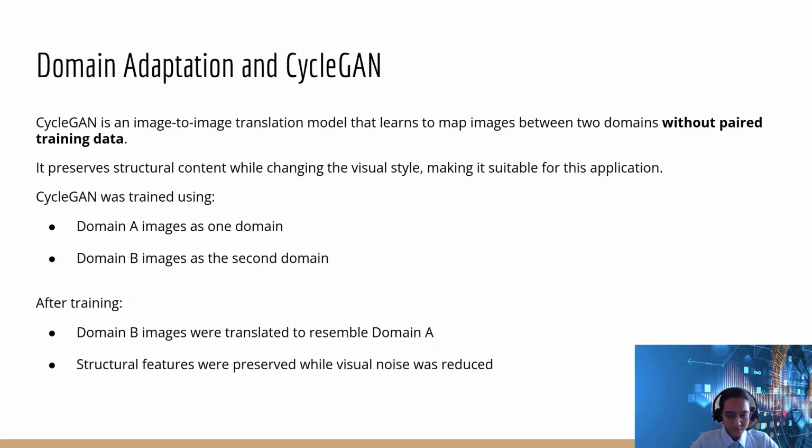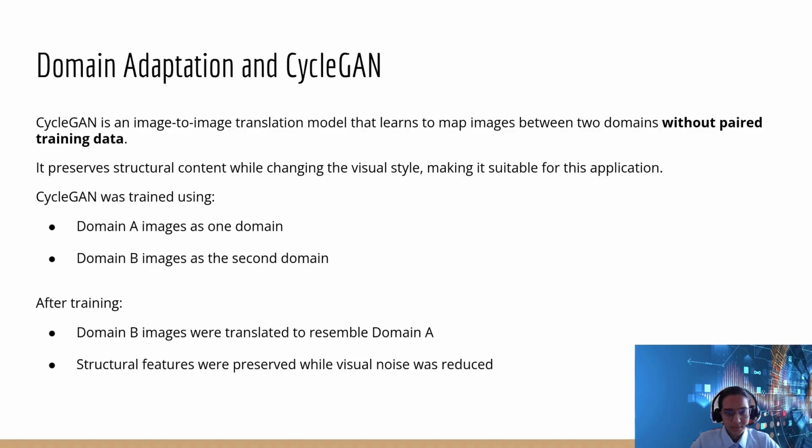Now, to address this, I introduced domain adaptation using CycleGAN. CycleGAN is an image to image translation model that learns to map images between two domains without paired training data. So it preserves the structural content while changing the visual style. That's why it's suitable for this application.